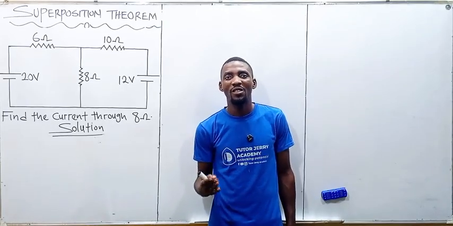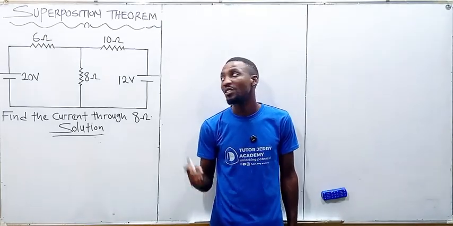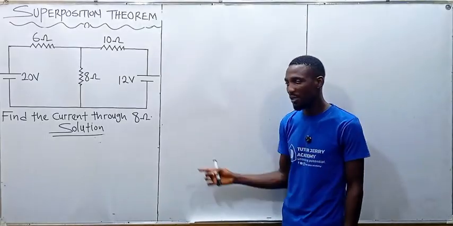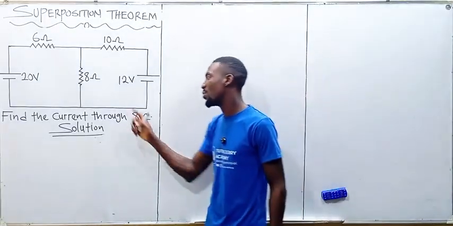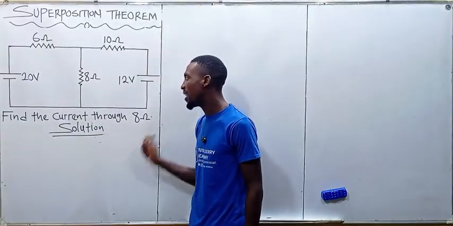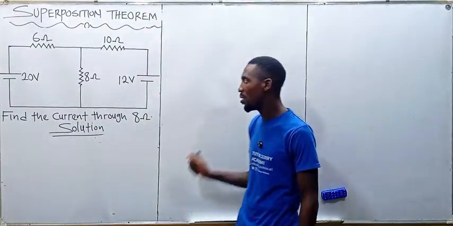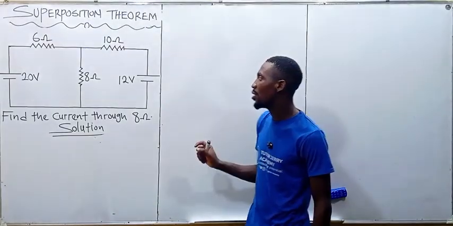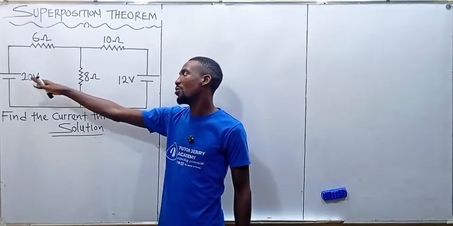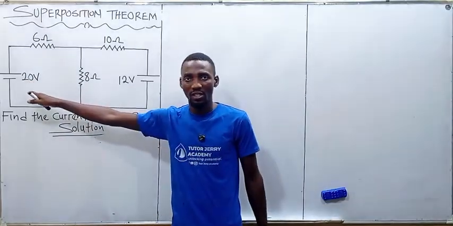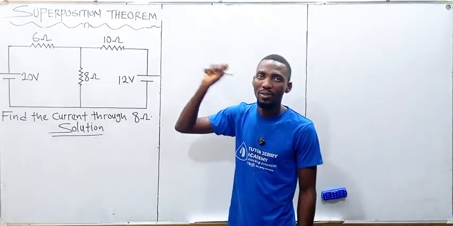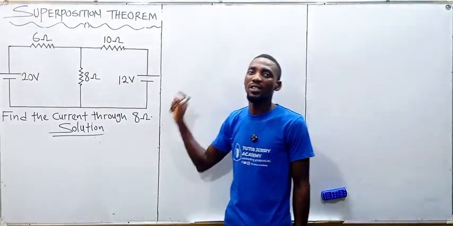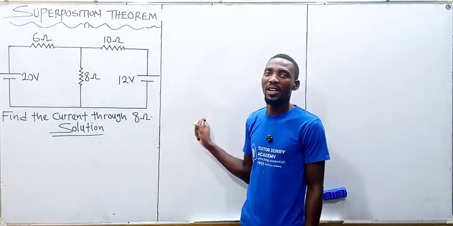All right, we are going to be taking another question on superposition theorem. The question says we should find the current through the 8 ohms resistor. To solve this question, because we have two voltage sources, we are going to consider one voltage source first while we switch off the other voltage source.